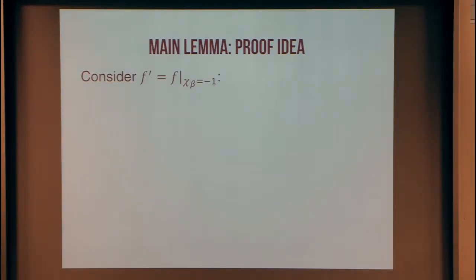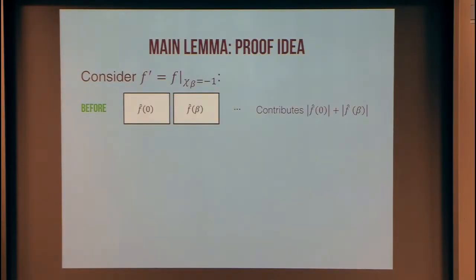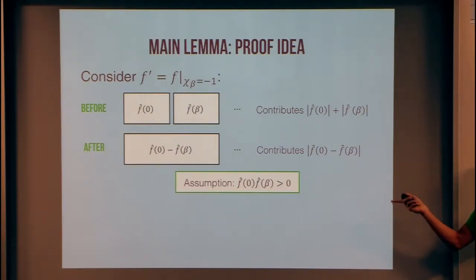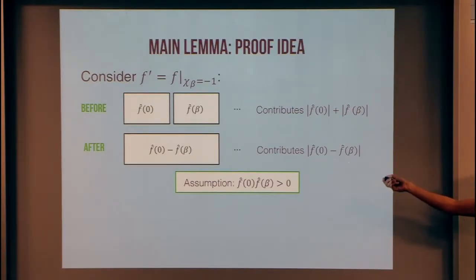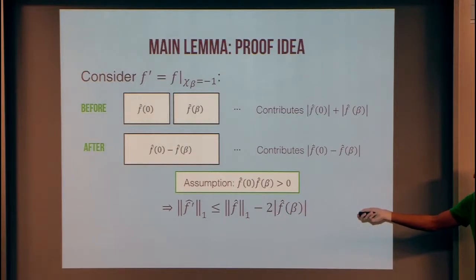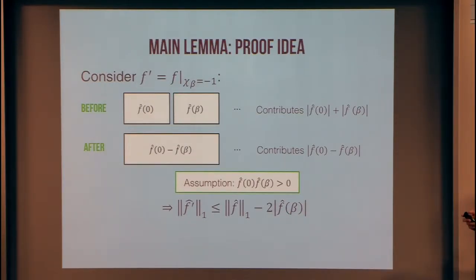So let's consider what happens if we restrict on chi beta equals minus 1. Let's call it f prime. Before we had two coefficients, f hat of 0 and f hat of beta, and their contribution to the spectral norm was just the sum of those two values. And now we have f hat of 0 minus f hat of beta, and the contribution is this thing. Recall we had this assumption that they have the same sign. Think, for example, both are positive. So here you get their sum, here you get their difference. So for this pair, you saved 2 times the absolute value of f hat of beta.